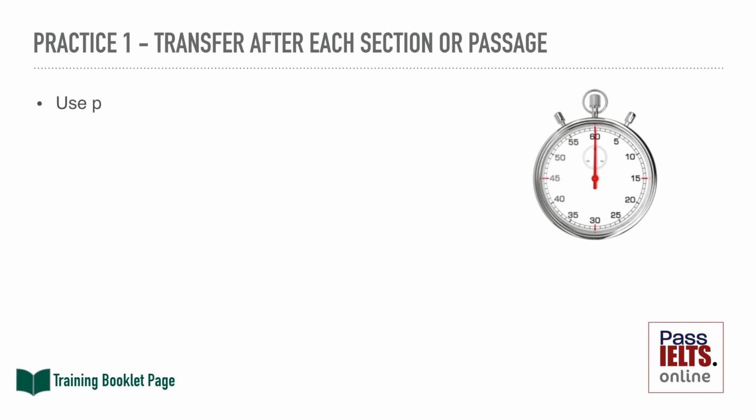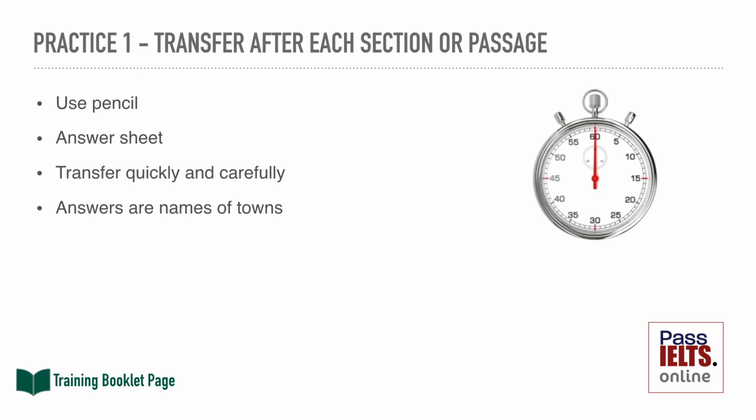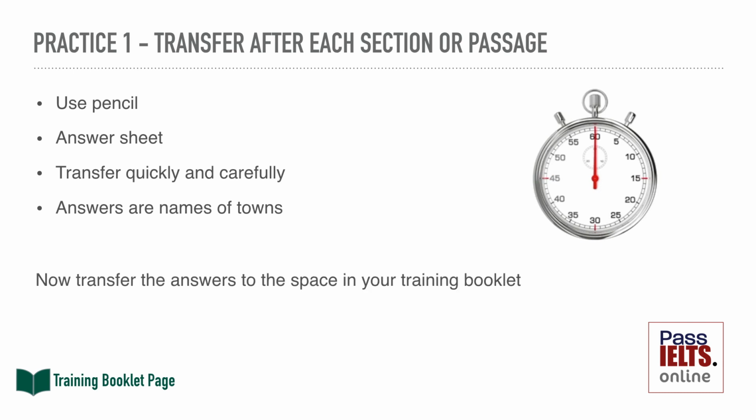For this practice, you're going to transfer the answers to the space in your training booklet in pencil. You would normally transfer to an answer sheet. You have to check your spelling, but all you need to do here is to make sure you've copied the names of the cities correctly. And remember that you need to transfer your answers quickly and carefully. Now you can transfer your answers to the space in your training booklet. I'll tell you when the time is up. You can start now.